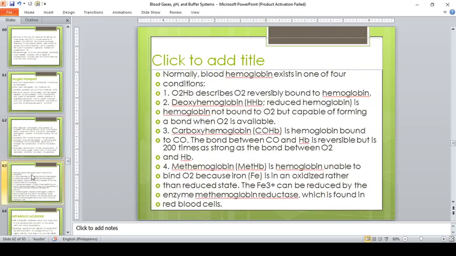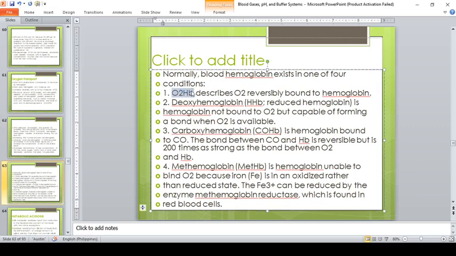So, normally, hemoglobin exists in one of 4 conditions: oxyhemoglobin, hemoglobin with oxygen; deoxyhemoglobin, that is the reduced hemoglobin, so it has no oxygen; carboxyhemoglobin, if instead of carrying oxygen, it carries carbon monoxide; and methemoglobin, if the iron is in the ferric state instead of the ferrous state. Okay, so that's for part 1.